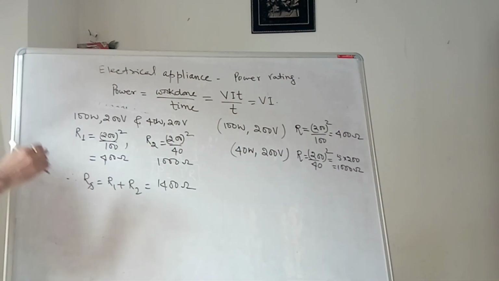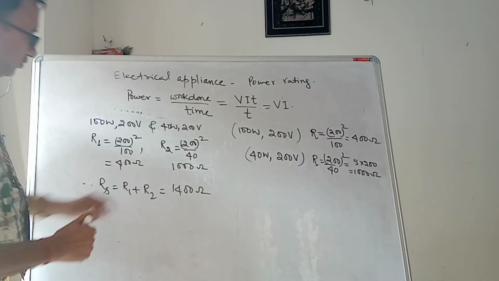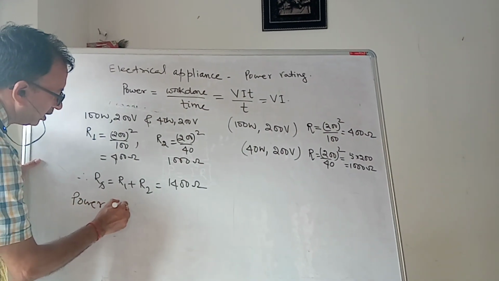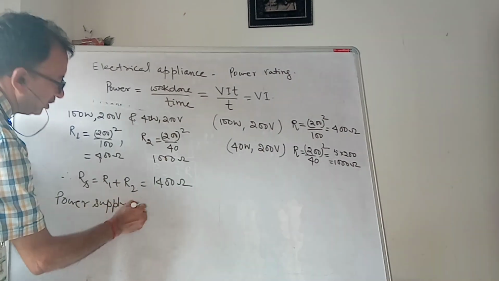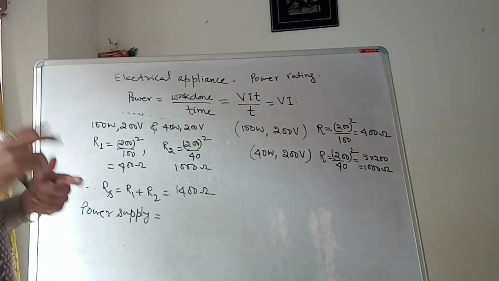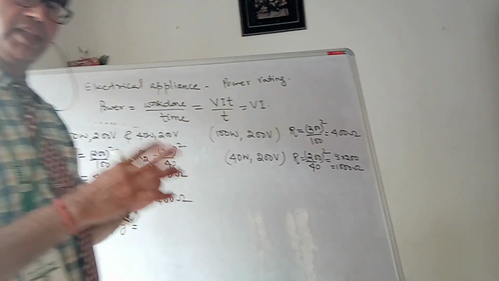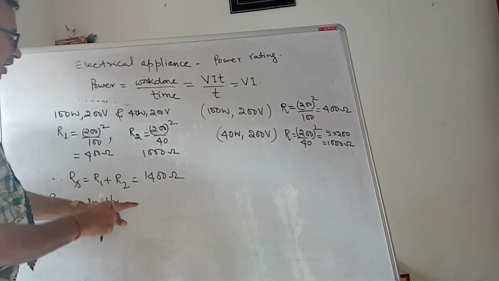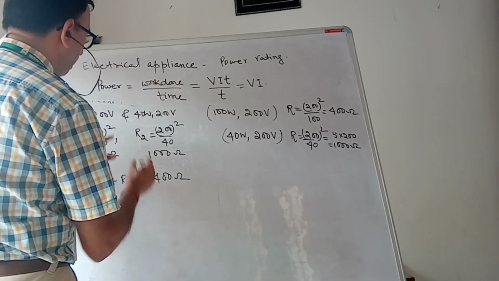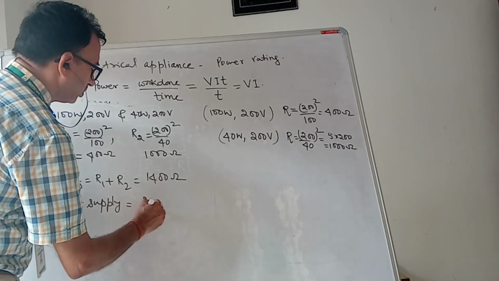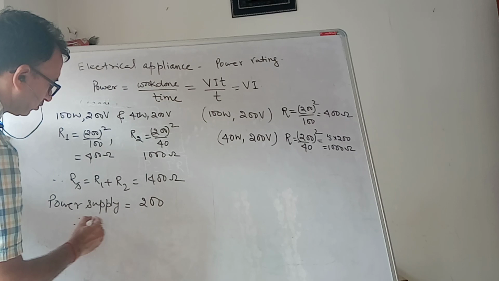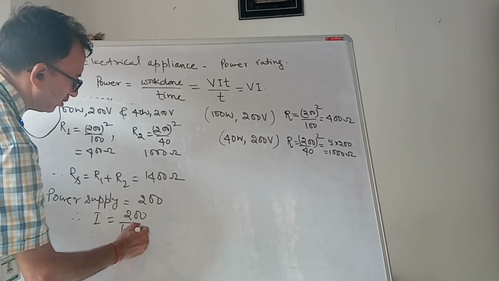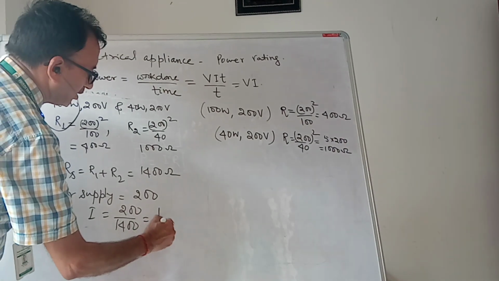Now what will be the amount of current? I have given the power supply voltage as 200. In the numerical it might be 400 or 300; they can change the power supply. If the power supply is different, you will have to take that power supply here. I am giving 200, so let it be 200. Therefore current I will be 200 divided by 1400, so that is 1 by 7 ampere.